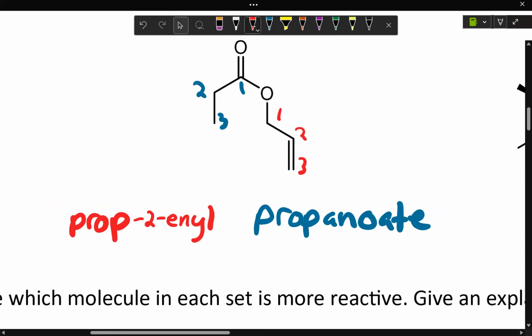The carbon chain that comes off the carbonyl is the one with the ending oate. And then the part that comes off of the oxygen part of the ester is treated as a substituent, and then the ending yl, like if it was a substituent.